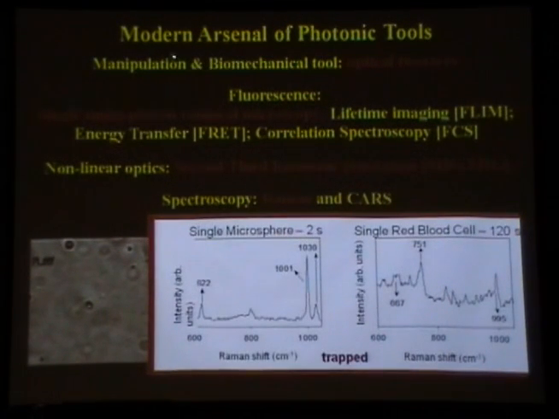And the modern arsenal of photonic tools that we have now, for manipulation and for biomechanical measurements, we have optical tweezers. Fluorescence is a very important one, it's very efficient. And we can have single and multiphoton confocal microscopy. We can have lifetime imaging, FLIM, energy transfer, correlation spectroscopy. And at the same time, we have nonlinear optics with second and third harmonic generation. And we can do spectroscopy with CARS and Raman.